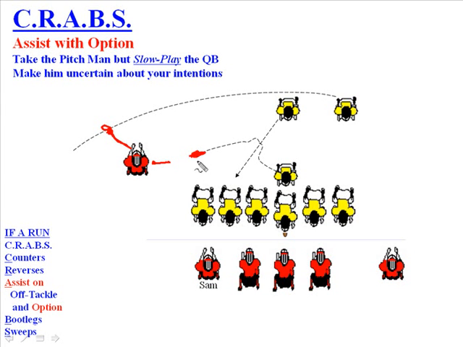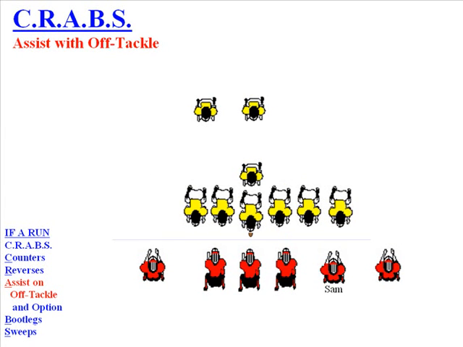Okay, now in reality, our linebackers are going to take the quarterback and you're going to take the pitch man, but we want you to do a good job here of slow playing this and faking him out a bit, okay? So that's assisting with the option on the acronym CRABS. The other thing is assisting with the off-tackle play.